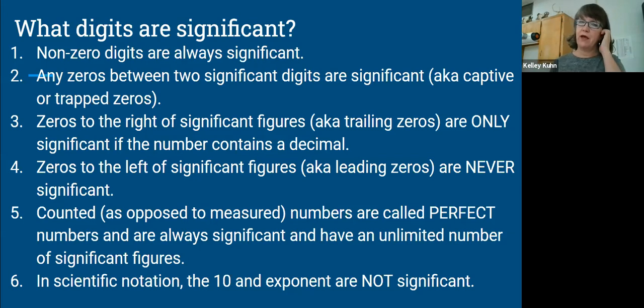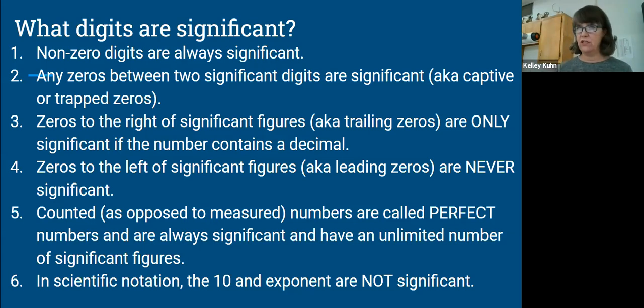For example, in your class, if I counted the students, I could count the students and say, oh, currently between the people that are in person and the people at home, I have 27 students. I've counted them. I didn't measure you. There are exactly 27 students. If I have a dozen eggs, I have 12 exactly. I can count them. 1, 2, 3, 4, 5, 6, 7, 8, 9, 10, 11, 12.